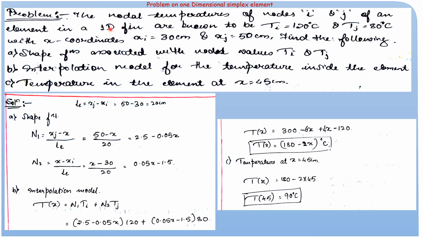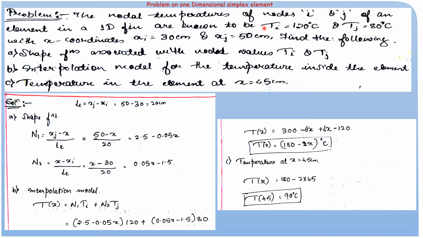The problem is like this: the nodal temperatures of nodes I and J. So while deriving, we called it node 1 and node 2. So in general, we call it node I and J. The nodal temperatures of nodes I and J of an element in a 1D fin are known to be T of I equal to 120 degrees centigrade and T of J equal to 80 degrees centigrade. So while deriving, we used the displacement U. So here, instead of displacement, our field variable is temperature.